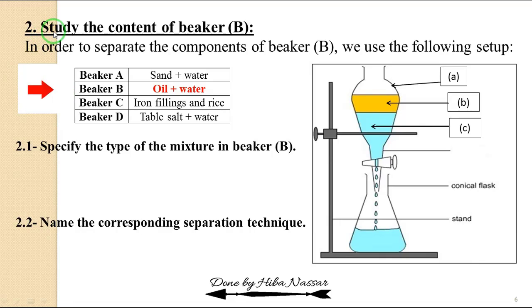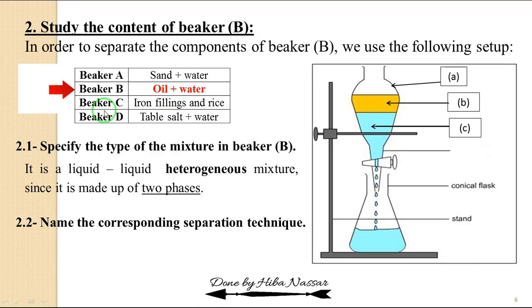Now number 2, study the content of beaker B. In order to separate the components of beaker B, we use the following setup. 2.1, specify the type of the mixture in beaker B. Since beaker B contains oil and water, we can say that it is a liquid-liquid heterogeneous mixture, since it is made up of 2 different phases. 2.2, name the corresponding separation technique. It's decantation using separatory funnel.